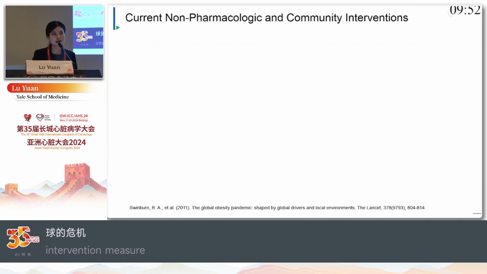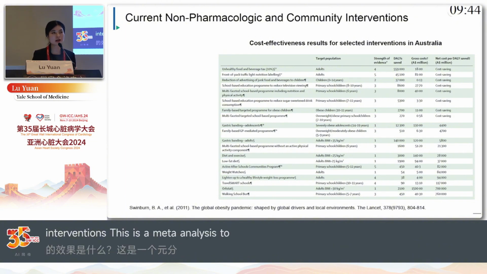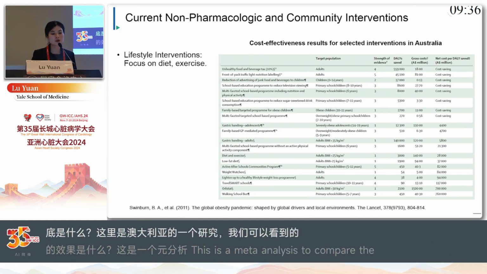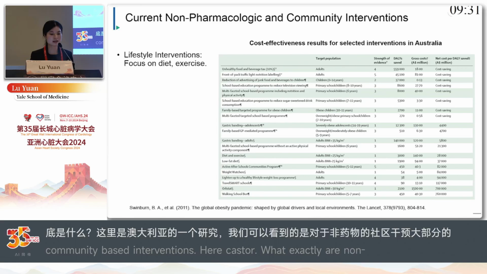So what are the effects of the current non-pharmacological and community interventions? This is a meta-analysis to compare the cost effectiveness for selected interventions in Australia. We can see for non-pharmacological community interventions, most of them are focused on lifestyle interventions, such as diet and exercise.